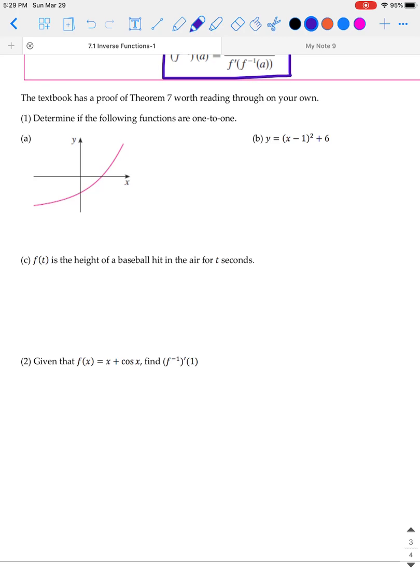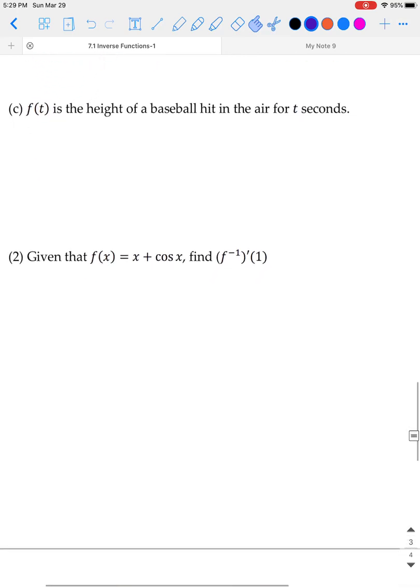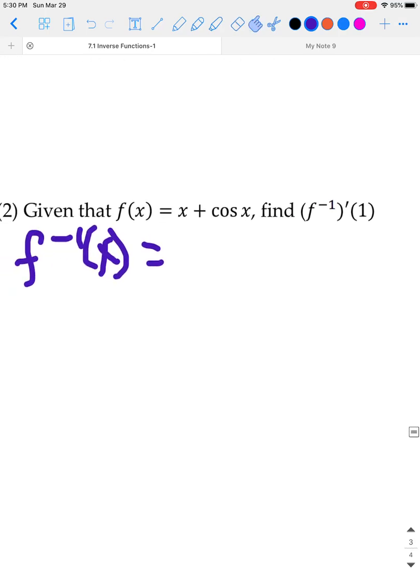So first two examples are just determining if the functions are one-to-one. You can do those two on your own. The same for C. But what I do want to get to is number 2, which will be our first real derivative problem. So we want to find f inverse prime of 1. So let's think about first, what's an f inverse of x?